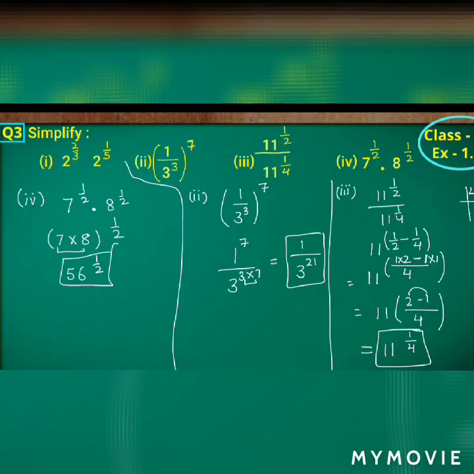If you want, we can take the simplest form of 56, that is in terms of powers of 2 also we can write, or else directly we can keep as it is, that is 56 whole power 1 by 2. So these are all the problems we have discussed today.